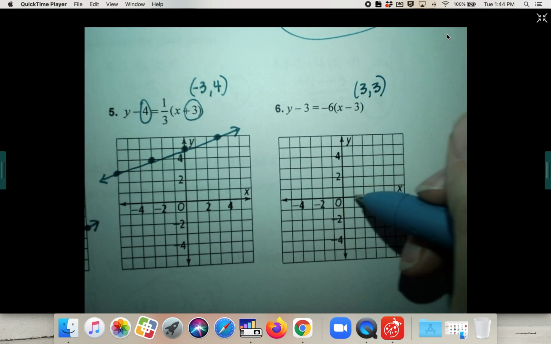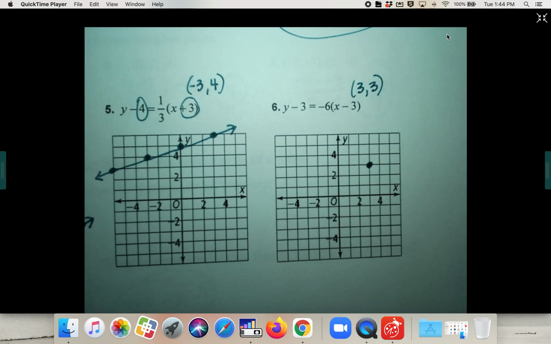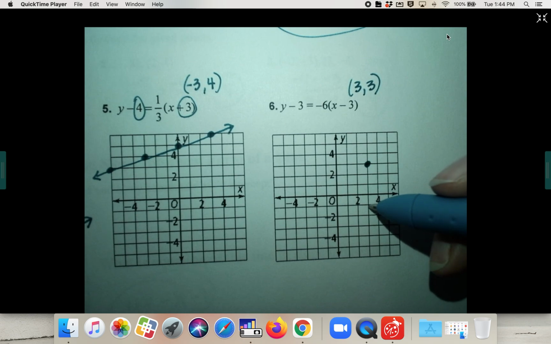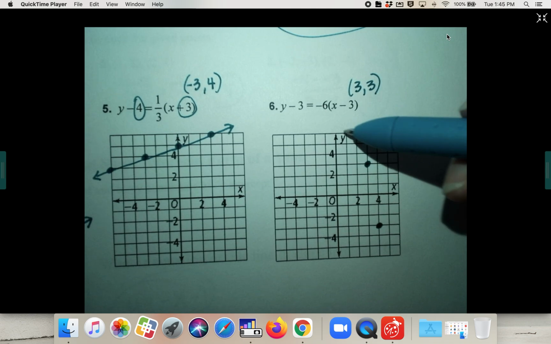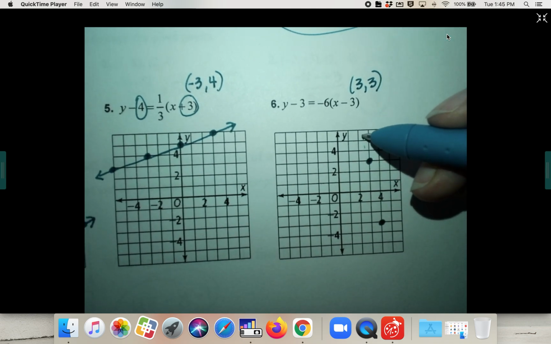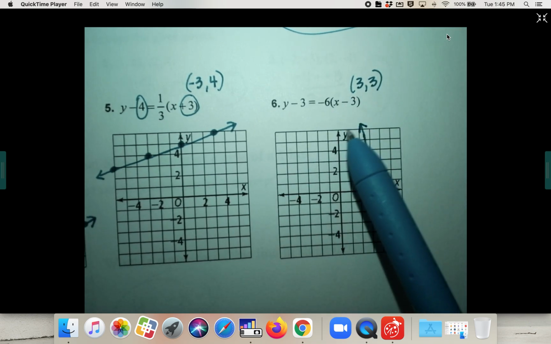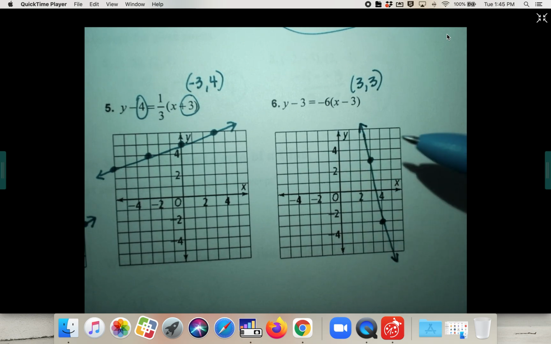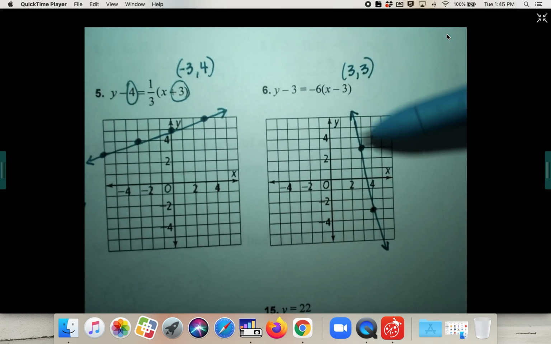All right, again, I know that this is one of my points, 3, 3. And I know that my slope is -6, so I would go down 6 over 1. The problem is I'm never going to cross through the y-axis. So if I had gone ahead and distributed and got it in slope-intercept form, my intercept is going to be way up here in the 20s or something. So it's good to know how to turn this into a graph without having to get it in slope-intercept form.